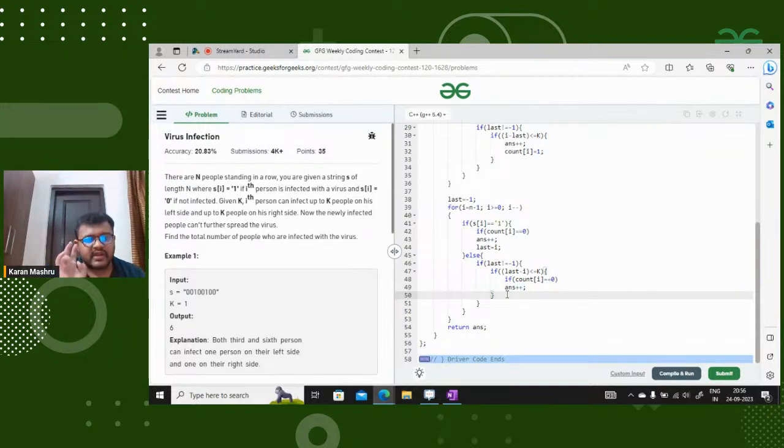Here we will require only 2 for loops, because while moving from left to right and right to left, we maintain the index of the last infected person. And finally we will return the answer. So is this clear?